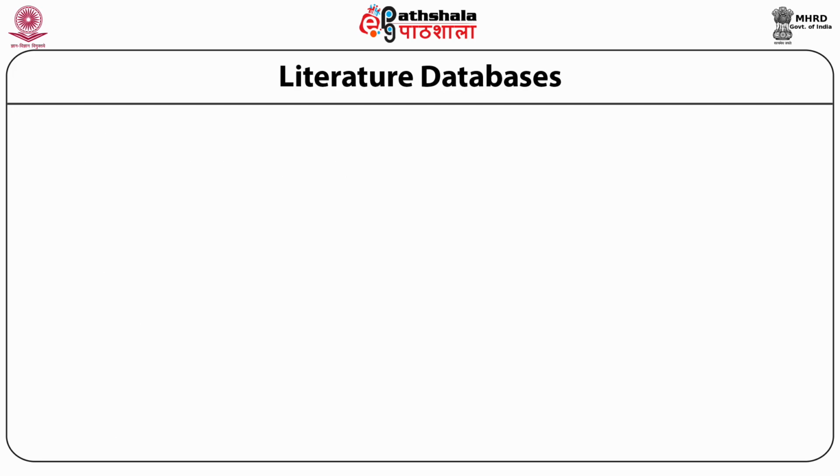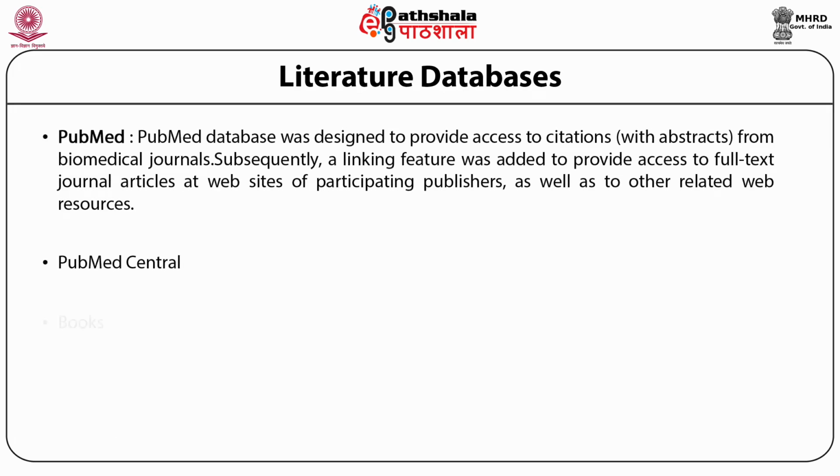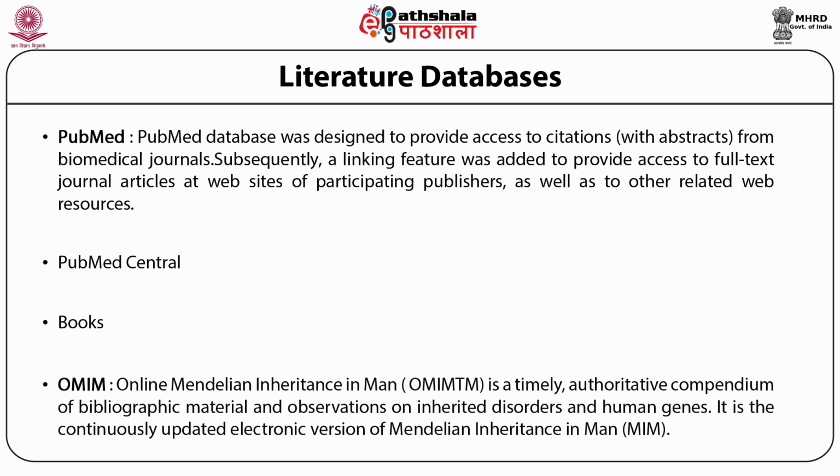So these are the major contents of the NCBI. We already discussed PubMed Central, books, and OMIM, and especially OMIM is Online Mendelian Inheritance in Man. It is a timely, authoritative compendium of biological material and observations on inherited disorders and human genes. It is the continuously updated electronic version of Mendelian Inheritance in Man.